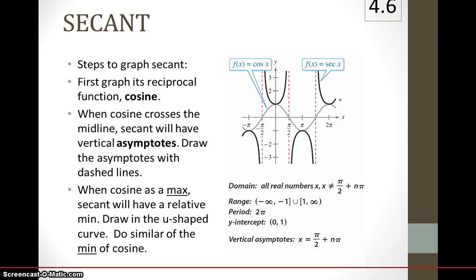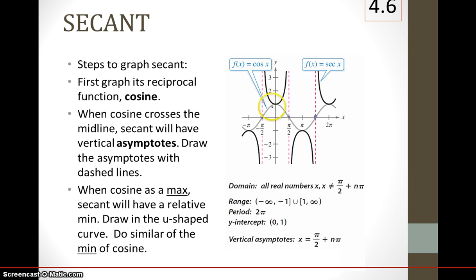When the cosine crosses the midline, so remember right here, and right here, we're going to draw vertical asymptotes for our secant function. So we draw them in. Okay, and we're going to draw them with dashed lines to recognize that they're asymptotes. Once we draw in the asymptotes, we're going to draw in U-shapes along the maximum points and the minimum points of our cosine function.